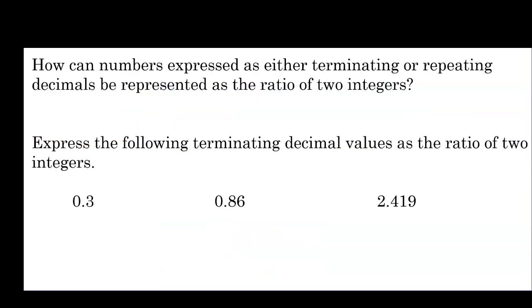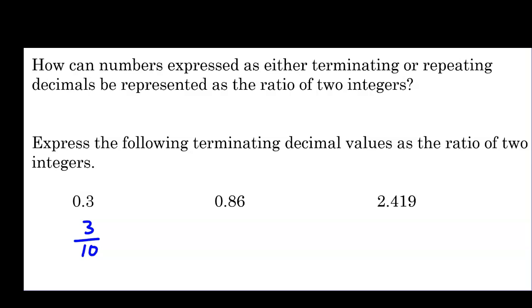Now let's take a look at those decimals. How can numbers expressed as either terminating or repeating decimals be represented as the ratio of two integers? And we'll start with the terminating decimals. Say we wanted to express 0.3 as a ratio of two integers. That would help classify it as a rational number. So we can express 0.3 as 3 over 10. Right? 3 is in the tenths place. 3 and 10 are both integers. Ratio of two integers means that 0.3 is rational.